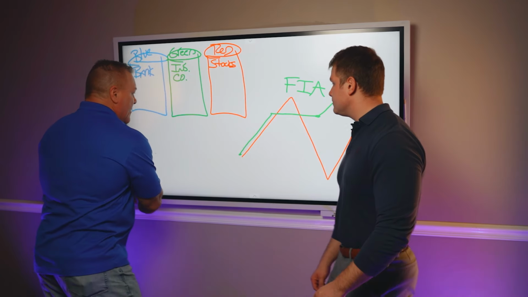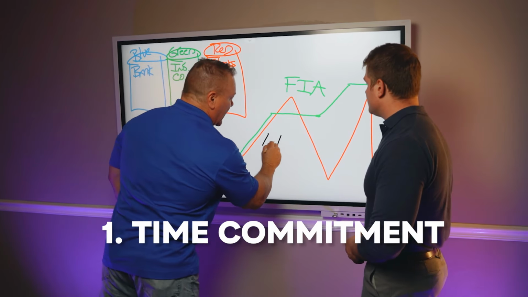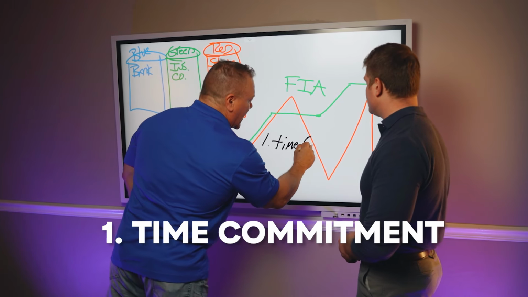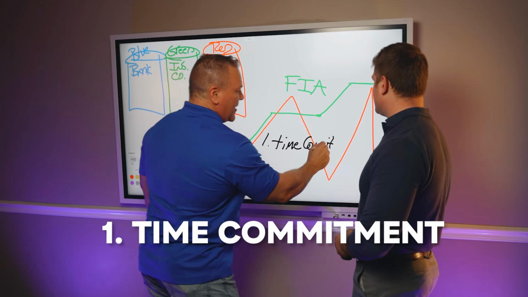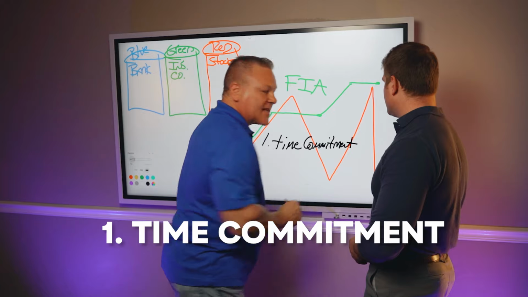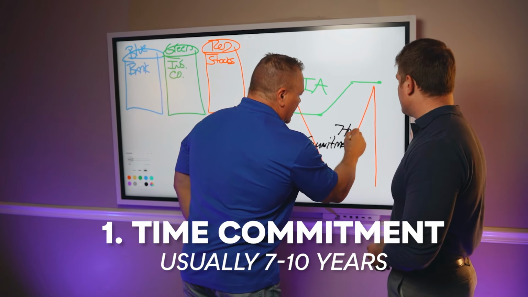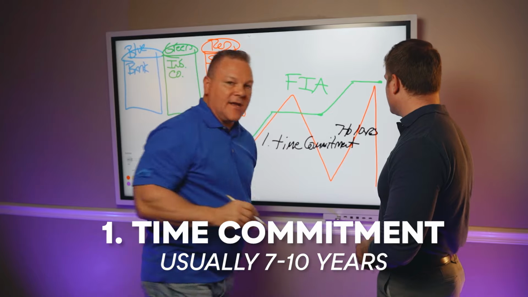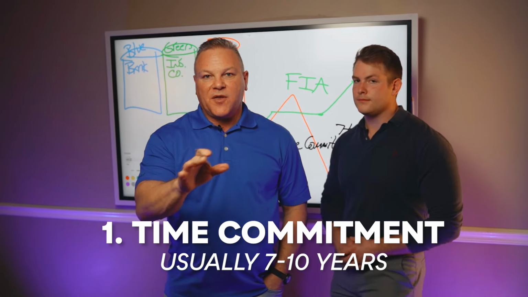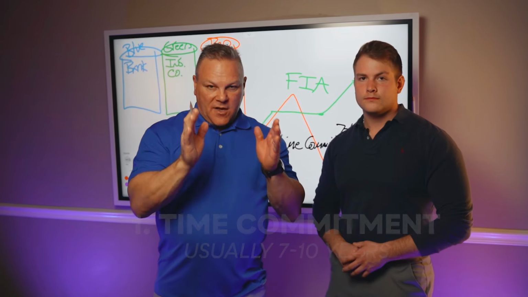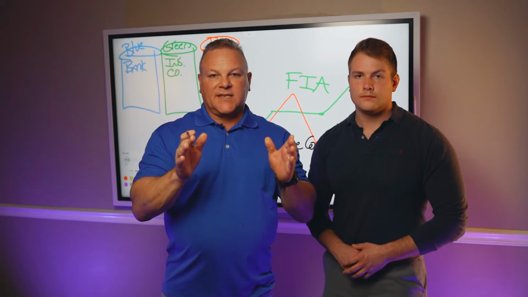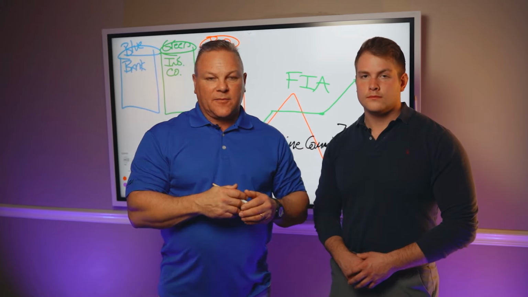Number one, this account has a time commitment. And the time commitment is usually 7 to 10 years. There are a few that are shorter, and some are longer. Usually we stick to 7 to 10 years for a reason which I'll cover later.